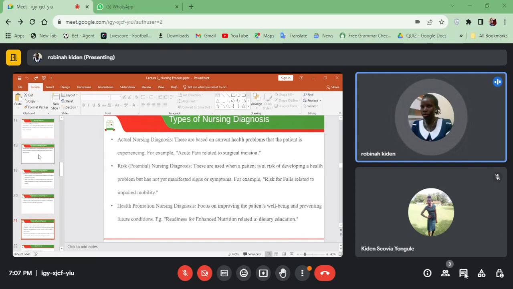Then, health promotion nursing diagnosis. This focuses on improving the patient's well-being and preventing future conditions. For example, readiness for enhanced nutrition related to dietary education. This shows that the problem is not there, but we identify this, and its purpose is to make sure that the patient's health is improved, or becomes better. So, health promotion.